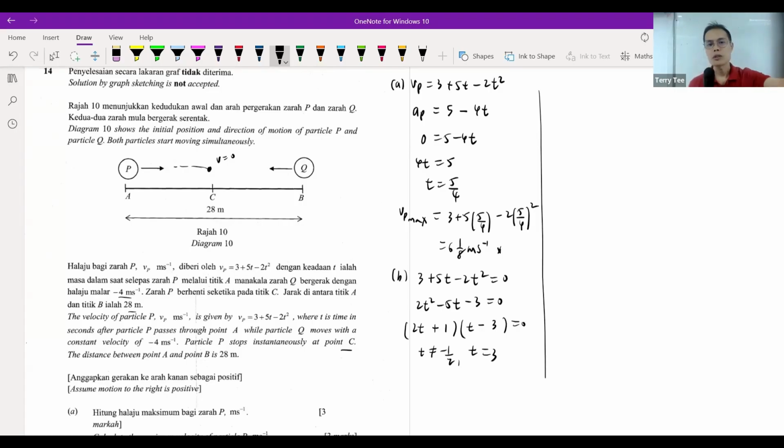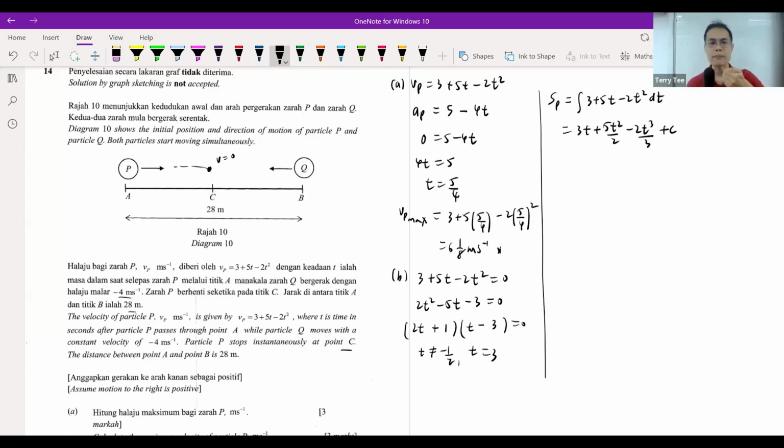But the thing is, we need to find the distance of AC. So I think I continue here. We need to find the displacement function for P and the displacement function for Q. Displacement function for P, we can integrate 3 plus 5t minus 2t square dt. This will give us 3t plus 5t square over 2 minus 2t power 3 over 3 plus c.